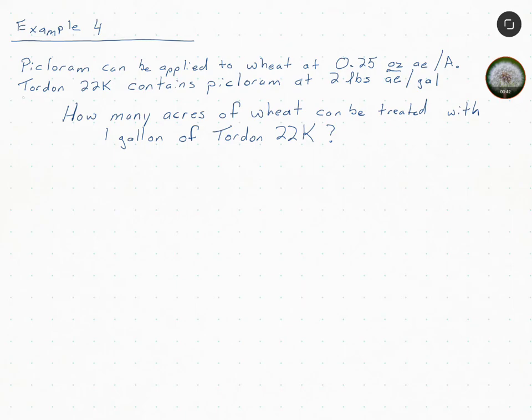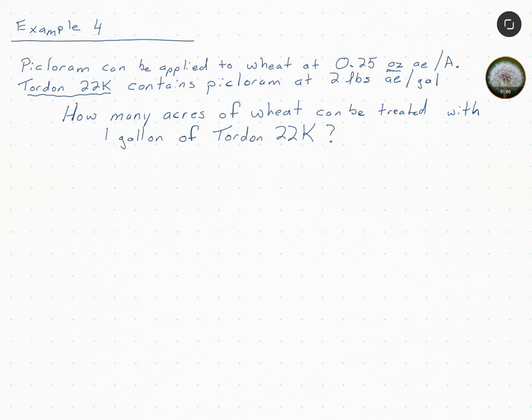The product, the formulated product, Tordon 22K, contains the active ingredient picloram at a rate of 2 pounds of acid equivalent per gallon. And the question that we're being asked is how many acres of wheat can be treated with 1 gallon of Tordon 22K. So again, we're going to process this moving from what we know to what we need.